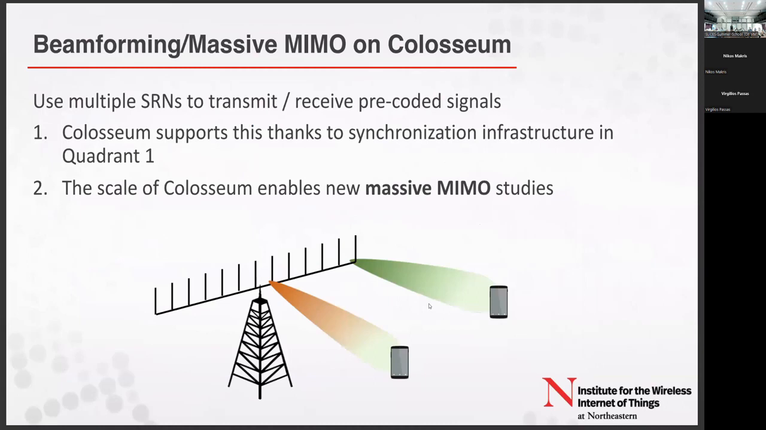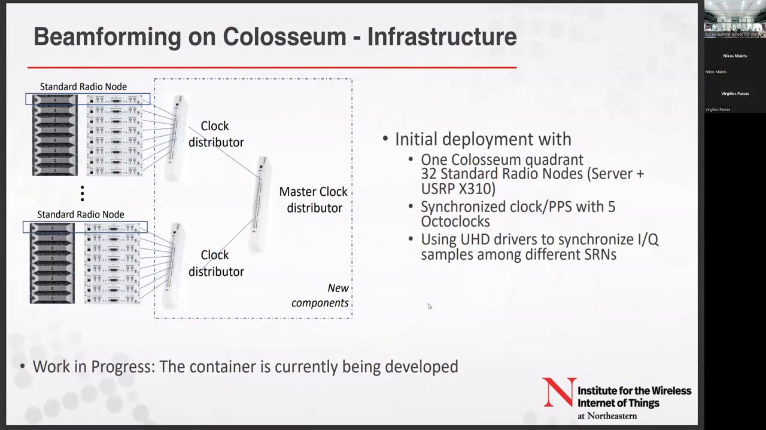We have multiple standard radio nodes. Remember, each radio node is an x86 server and a USRP X310. So we essentially have connected, and I'll show you quickly, I'll scan that and come back to this slide. This is what we've done. We have an entire clock management system with OctoClocks and grandmaster clocks where we're able to control the timing and synchronization across multiple different standard radio nodes with a master clock distributor, and you're able to control timing in a very precise fashion.